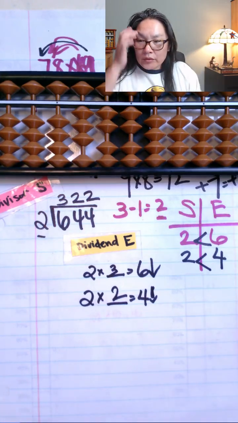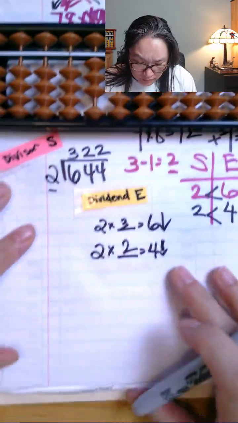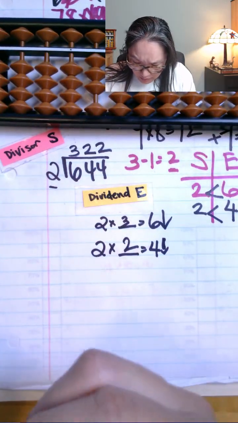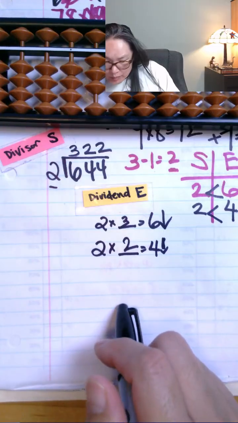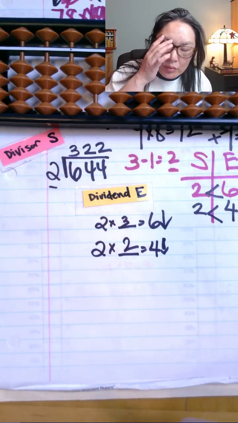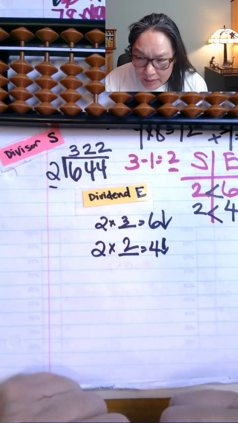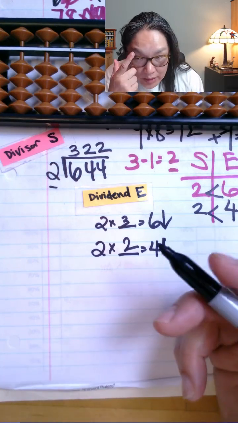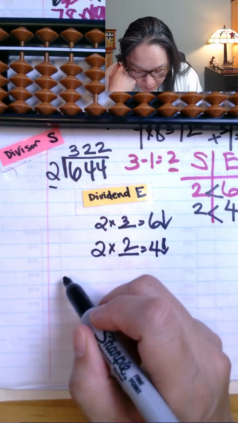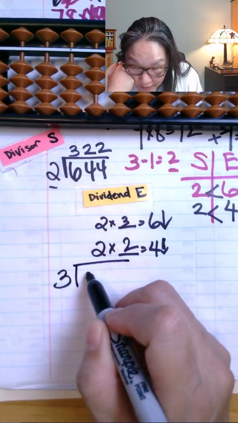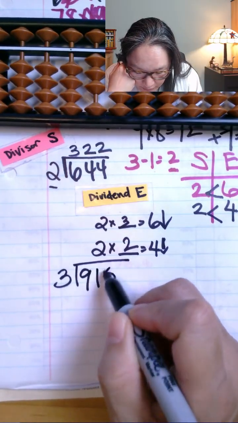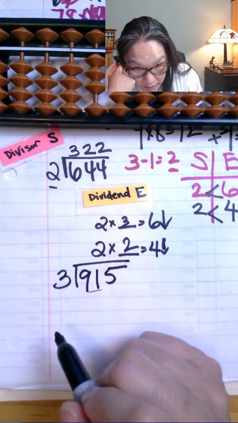Okay, we can do this one. This is what the kids would be able to do if they already know their multiplication math facts, right? So I'm working with the 3 times table and the 4 times table and the 2 times table. So even this one, right? We have 915 divided by 3. We can do that too.